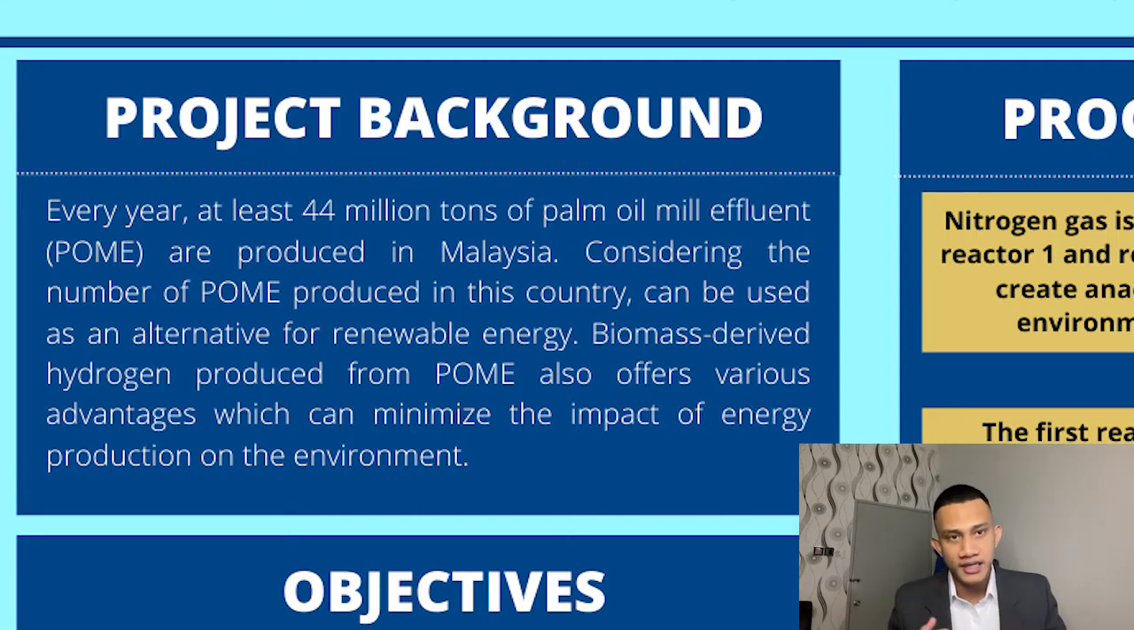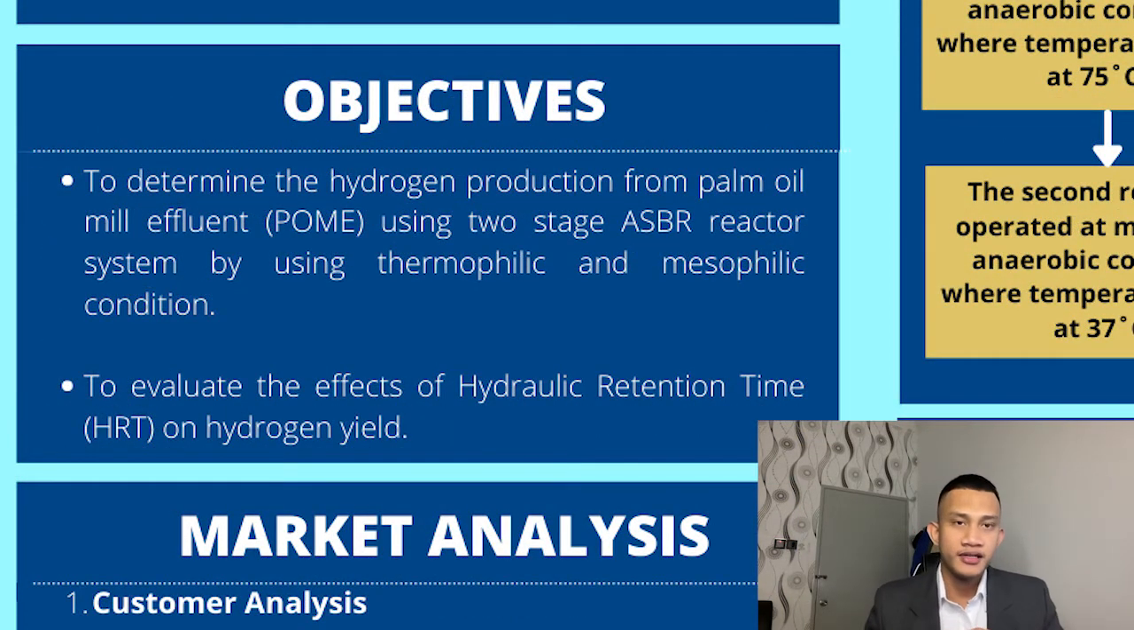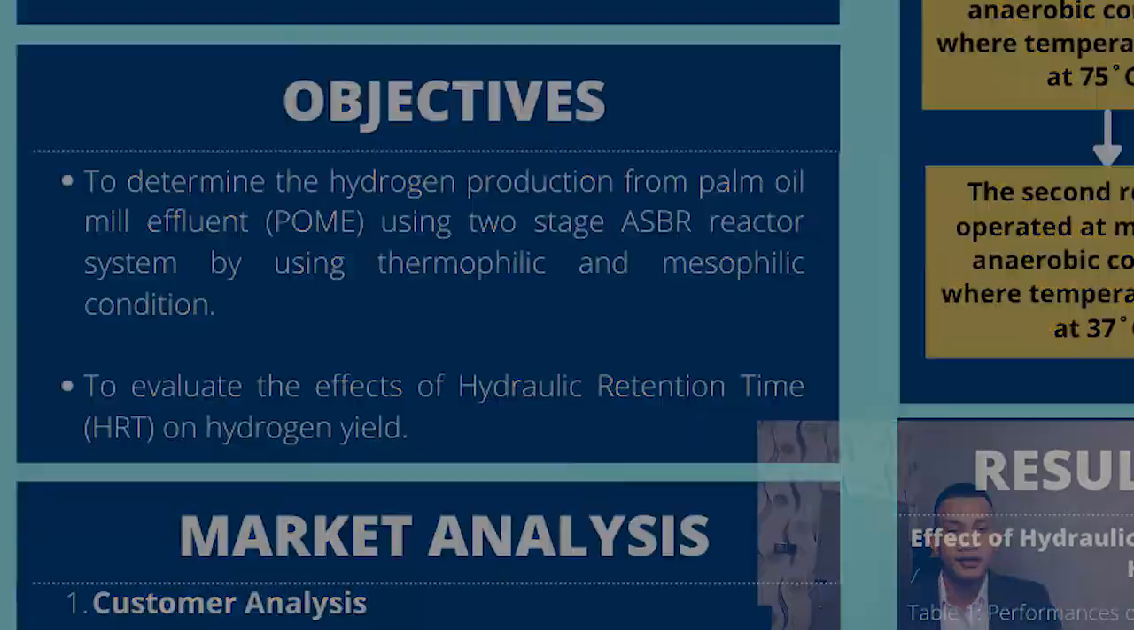Moving on to the objectives of this project. This study aims to determine the hydrogen production from POME using a two-stage ASBR system under thermophilic and mesophilic conditions. Besides, this study also focuses on evaluating the effect of HRT, which is the hydraulic retention time, on the hydrogen yield, where the system is run continuously in ASBR mode and HRT is being manipulated.